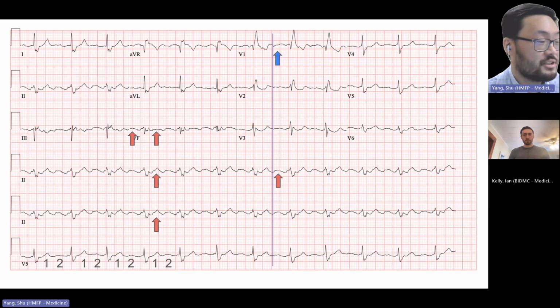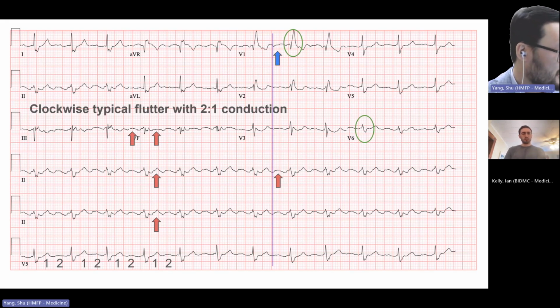To finish this EKG read, obviously there is a clear right bundle branch block as well. So in summary, this is a clockwise typical flutter with 2-to-1 AV conduction and a right bundle branch block.